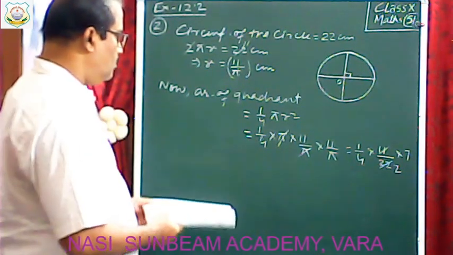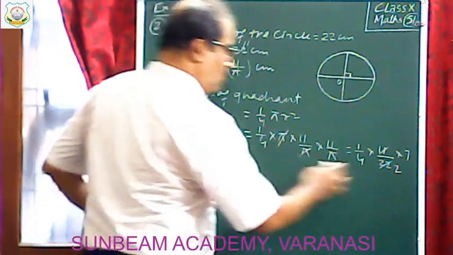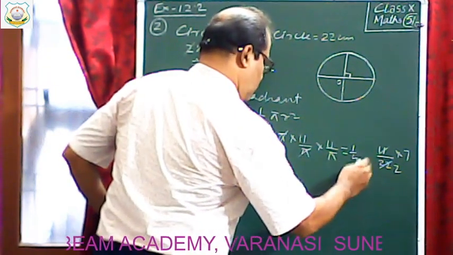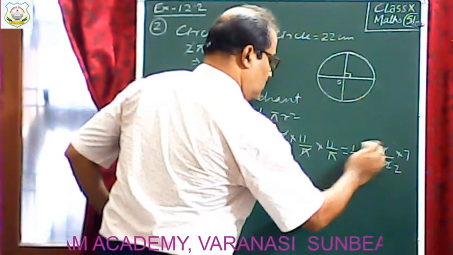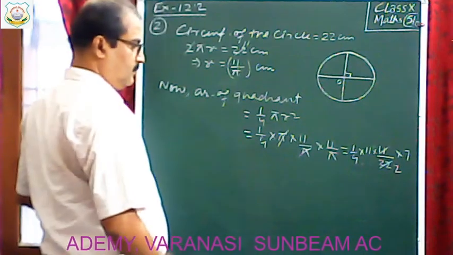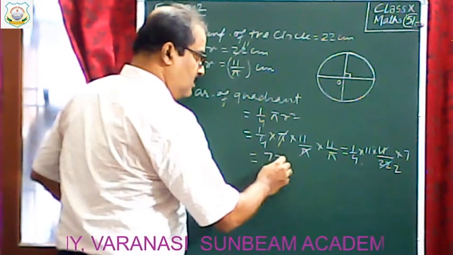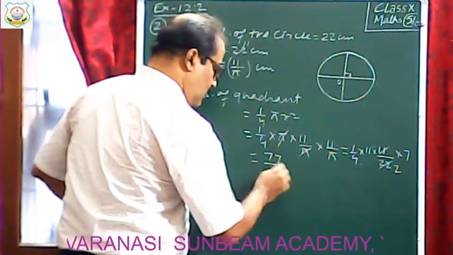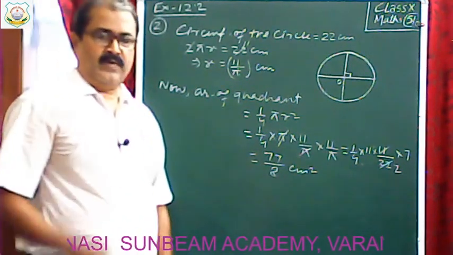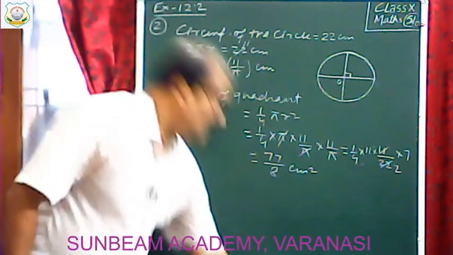Calculate. One more 11 is there. So I have to write 1/4 into 11 into 11. How much do we get? 77 by 8 centimeter square. This much only. So area of quadrant equal to 1/4 pi r square. Clear? Now come to next.